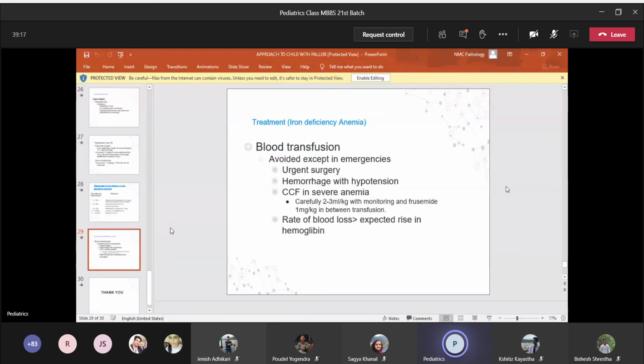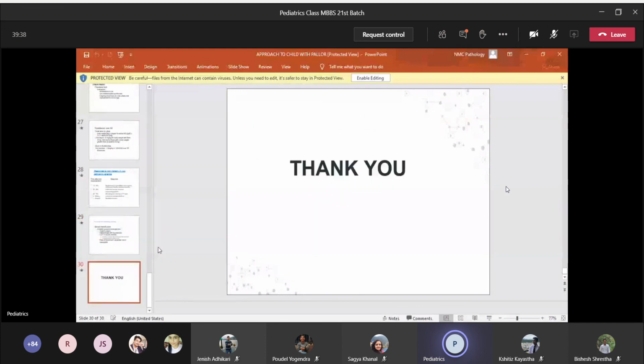So we give blood at 2 to 3 ml per kg with monitoring, and IV furosemide is given at 1 mg per kg in between transfusions. Another indication is if there is an expected rise in hemoglobin that is insufficient. In this scenario, we can transfuse blood in a patient with iron deficiency anemia. So class, are there any questions or queries?